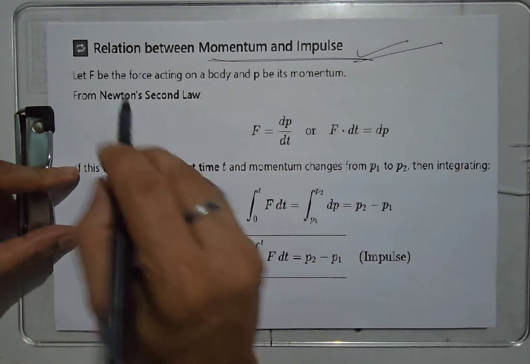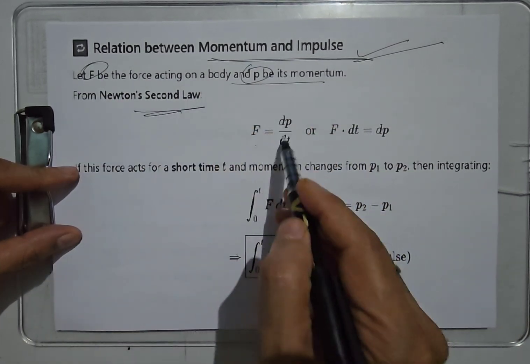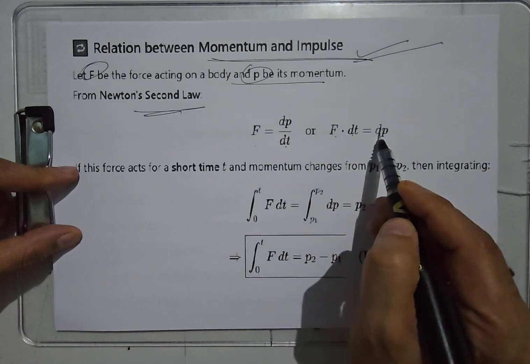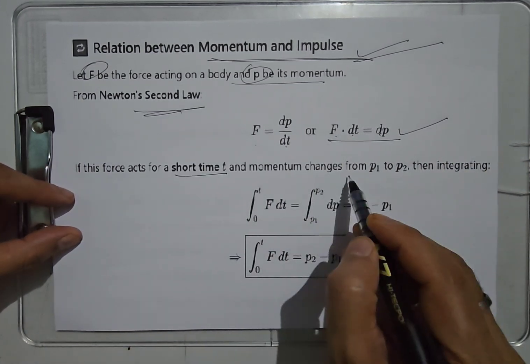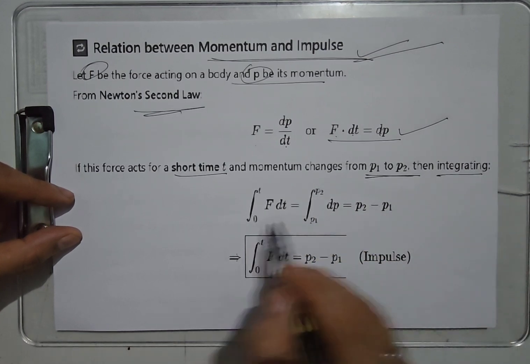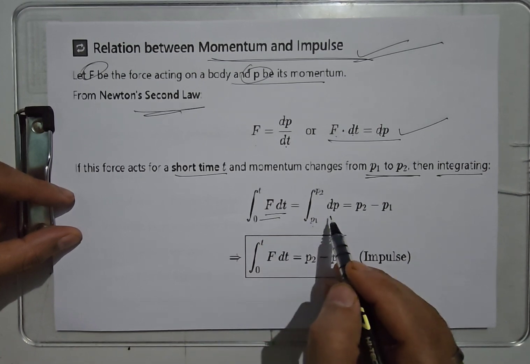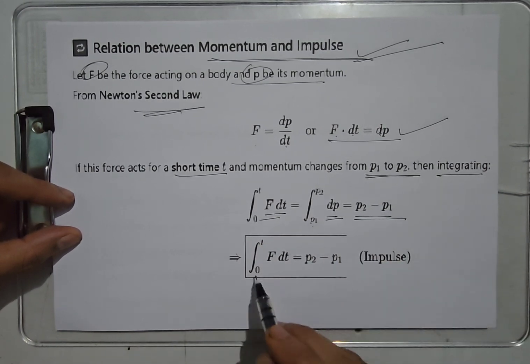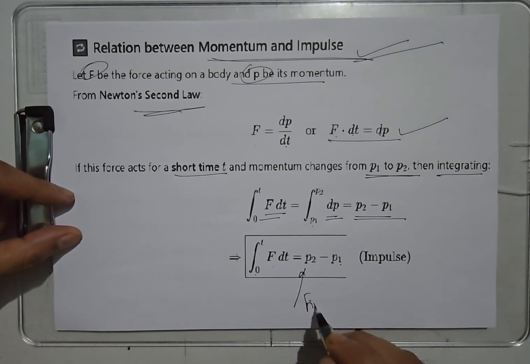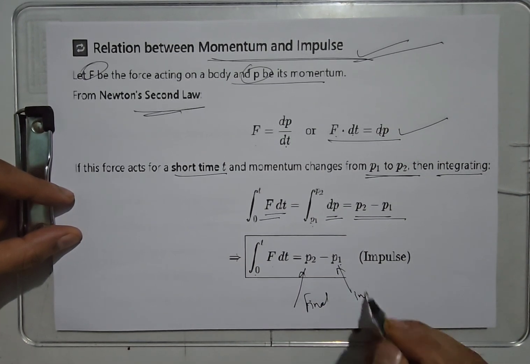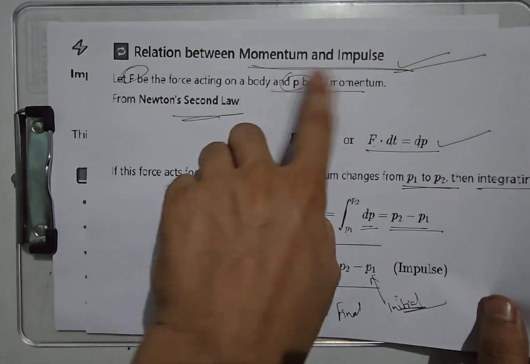Now see, this is another important thing. Let F be the force acting on a body and P be the momentum. Then Newton's second law says that F is equal to dP by dt, so F dt is equal to dP. Now if this force acts for a short time t, the momentum changes from P1 to P2. Integrating both sides, integral 0 to t of F dt is equal to the integral of dP from P1 to P2, which becomes P2 minus P1. Here P2 is the final momentum and P1 is the initial momentum. If you take the difference of the two, you get the impulse. So this is the relation between momentum and impulse.